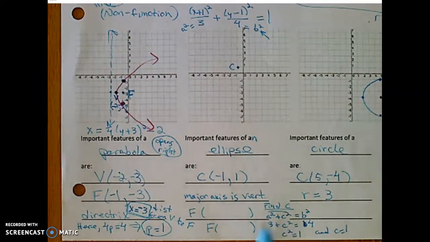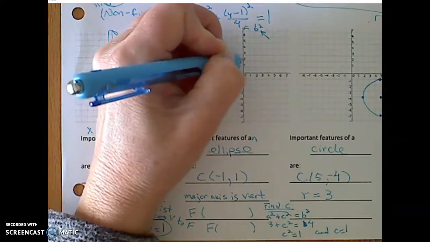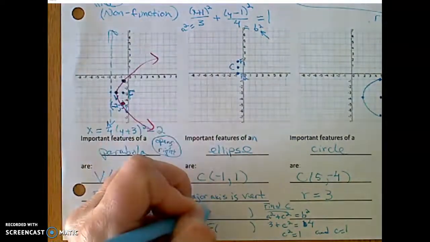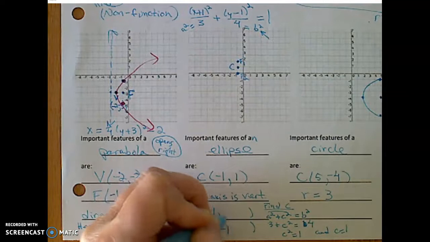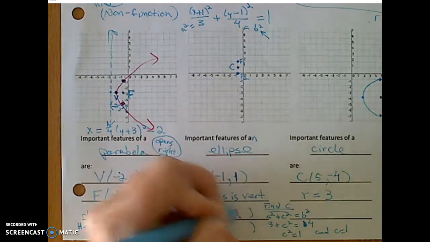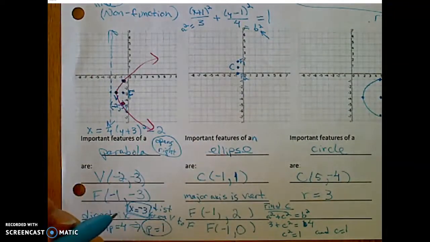Okay, we're just about there. a squared plus c squared is equal to b squared. 3 plus c squared equals 4. c squared equals 1, and c equals 1. So to find my foci, I'm going to go up 1, down 1 on that vertical axis. From the center, if I go up and down, the x-coordinate is not going to change, but my y-coordinate is going to go up 1 to 2 and down 1 to 0. And those are the ordered pairs for my foci.